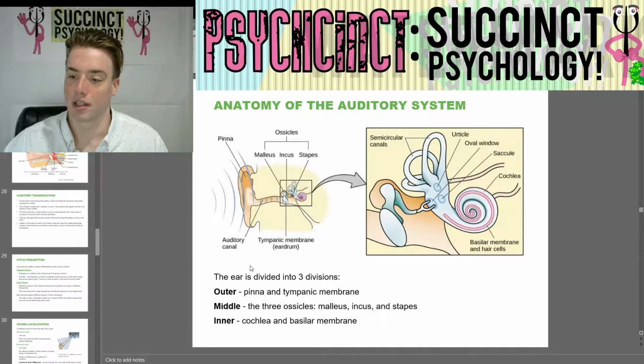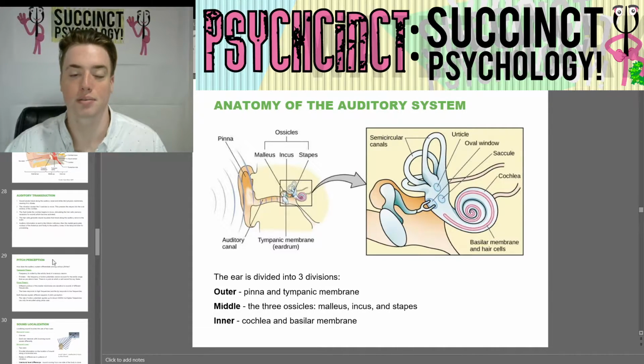So, the ear is divided into three divisions, the pinna and tympanic membrane. So you can see right here, pinna, tympanic membrane, this kind of weird oval-shaped thing. We have the middle ear, which are the three ossicles, or the malleus, incus, and stapes. You can see right here. I'll zoom in a bit. Malleus, incus, stapes.